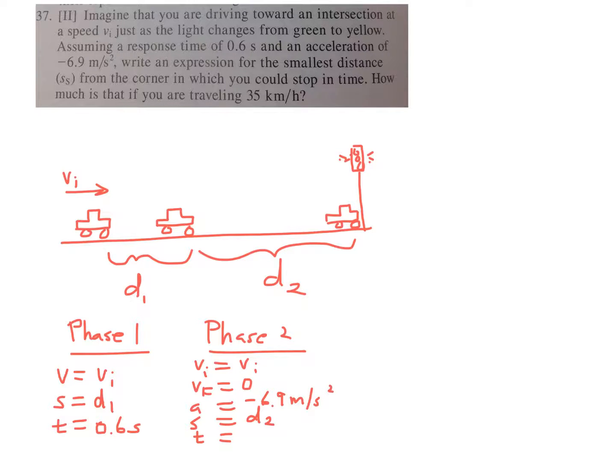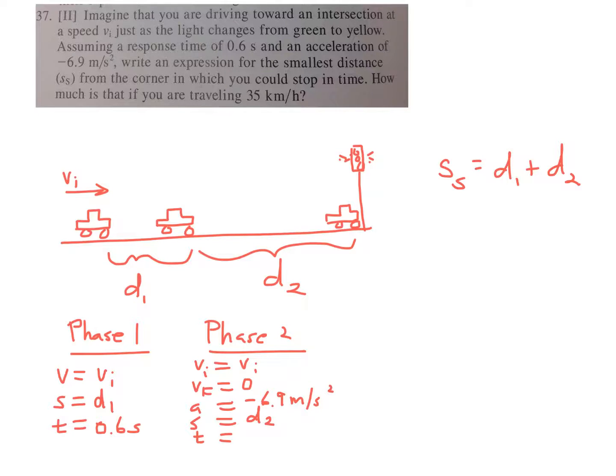All right, so we want an expression for the smallest distance, s sub s, from the corner in which you could stop. Well, s sub s will be equal to the sum of d sub 1 plus d sub 2. Once again, those are all distances. If you're going in a straight line, they're displacements.